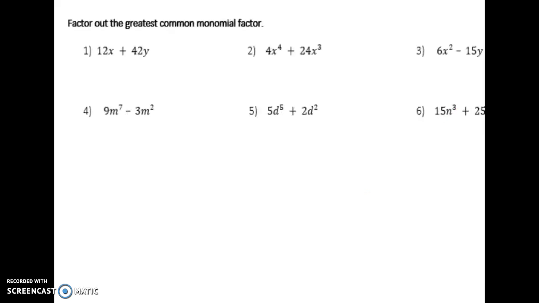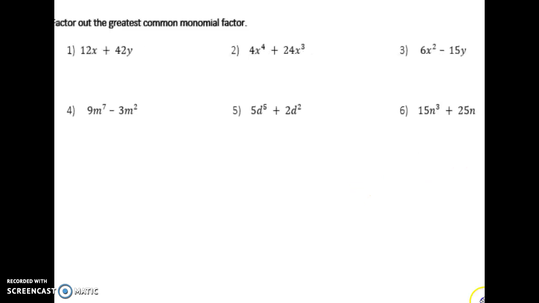Okay, so looking at the examples that we have here, let me just move this over a little bit. Okay, let's see if I can move this. Hold on. There we go.